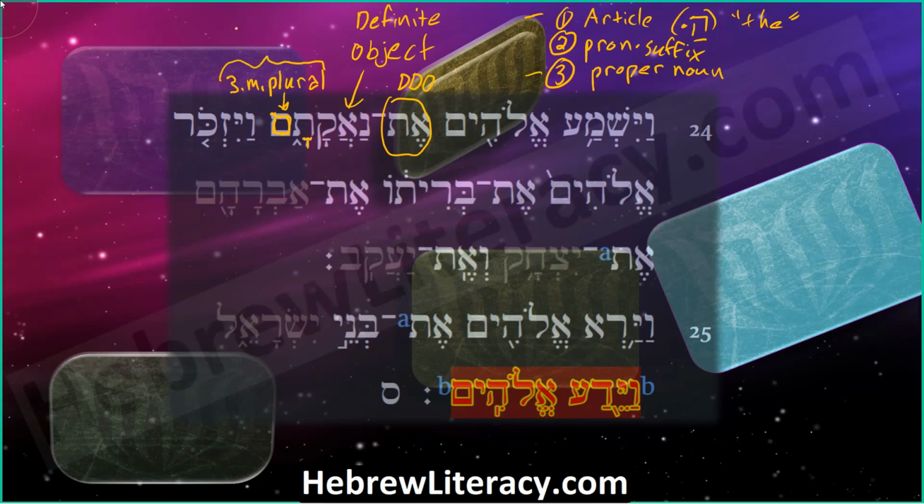What's the English word for this? They. Them. Yeah, they. But if it's a suffix, it's "their," right? Usually "their." Okay. So now let's look at this. Even though you do not know this vocabulary word yet, let's look at this. So coming back to the first word, Vayishma Elohim.